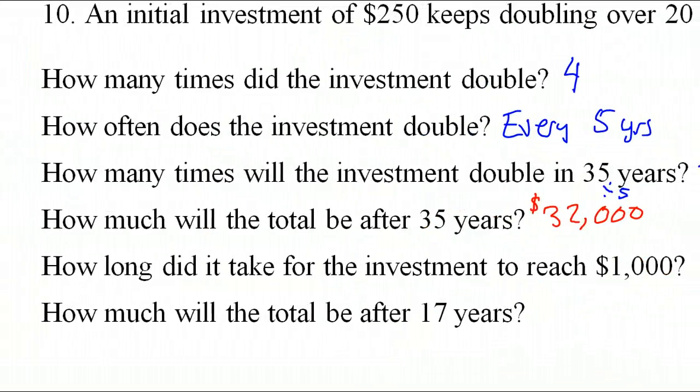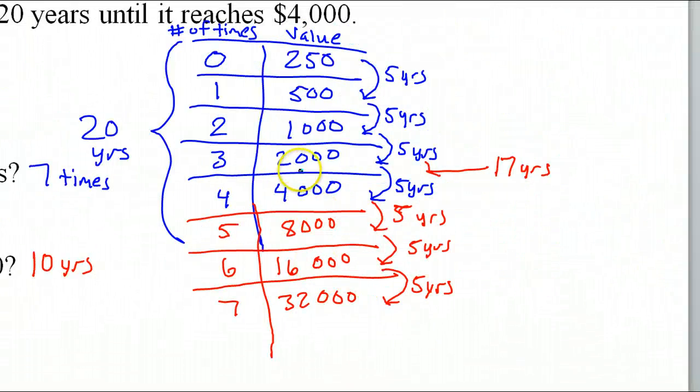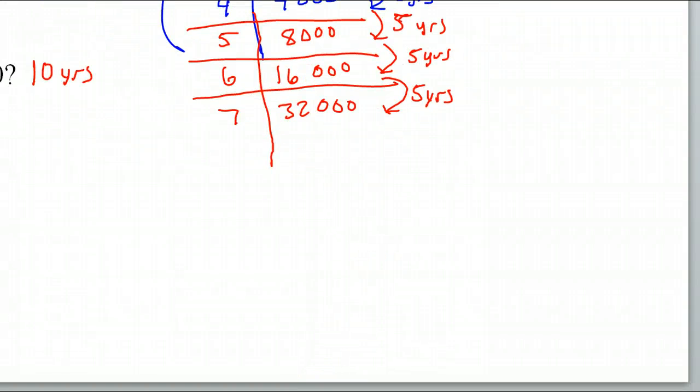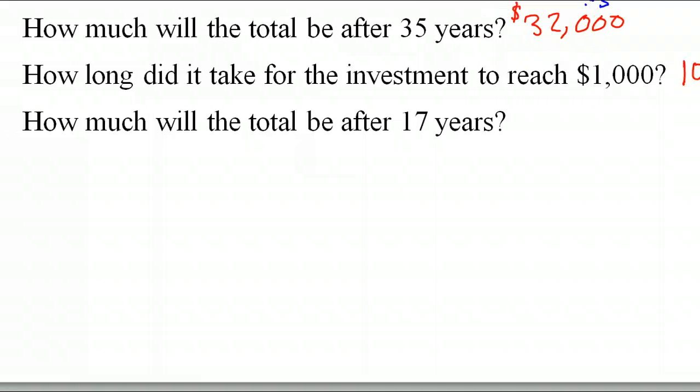Okay, so how much will the total be after 17 years? It's going to be somewhere between $2,000 and $4,000. But what are we going to do? Guess? I think not. So let us set up and solve an equation.